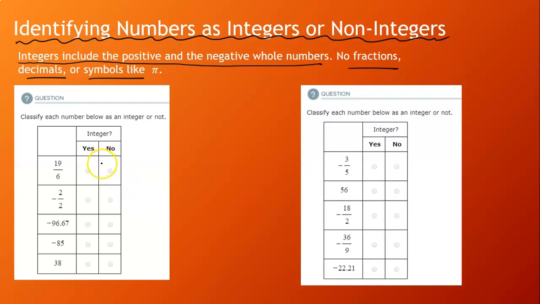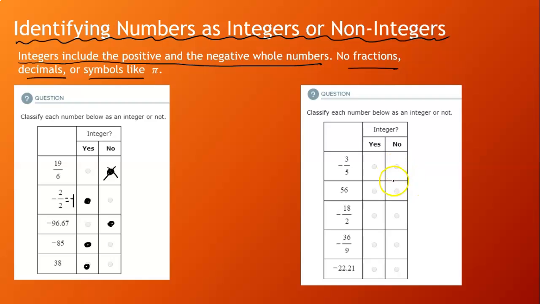So essentially we're just saying yes or no here. A fraction is not going to be a whole number unless there's a 1 on the bottom. So no, that is not an integer. We want to be careful about one like this. -2 divided by 2 is -1. -1 is a negative whole number, so we would say yes for that one. -96.67 is a decimal, and I should have shown you that we're circling these in here, so it is not an integer. -85 is a negative whole number, so we would say yes. And 38 is a positive whole number, so we would say yes.